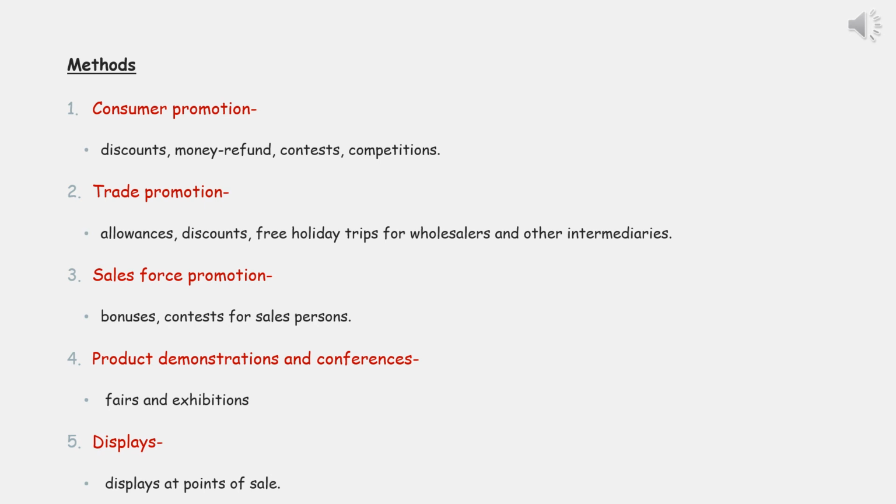The next method is product demonstration and conferences through fairs and exhibitions. The fifth one is the display at the point of sale. Displays are made. So these are the major sales promotion techniques.